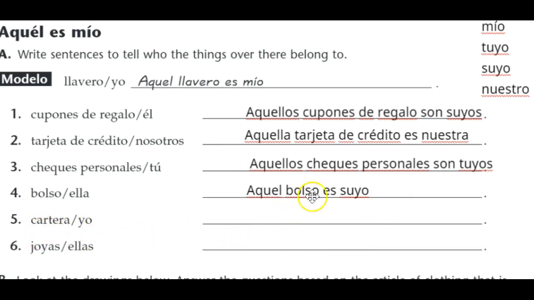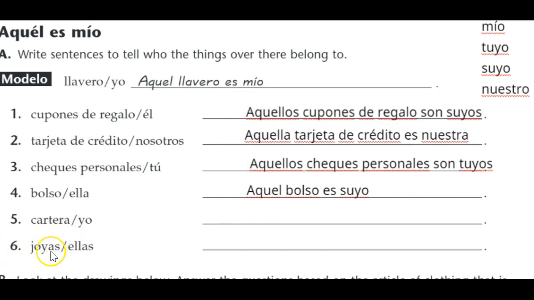Cartera. I'm going to let you do this one. Cartera, remember, feminine. So you're going to say aquella. It's going to be like number 2. Aquella cartera es, but instead of nuestra, you're going to use the word for my. Mía. In this case, it's going to be mía because cartera is feminine. So instead of saying mío, you're going to say mía.